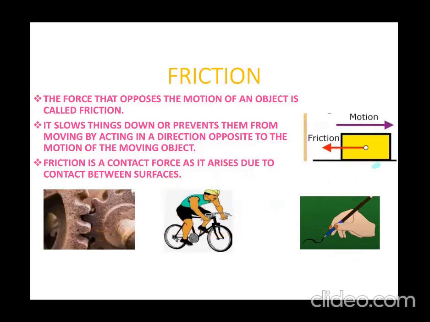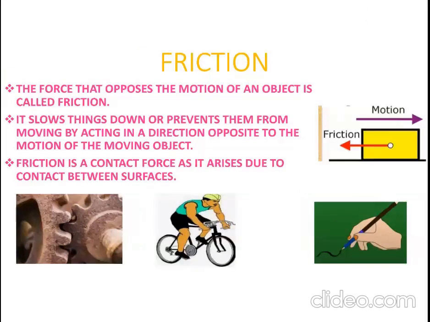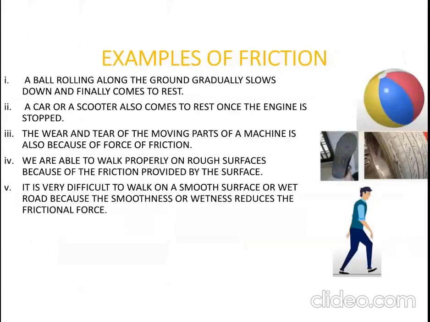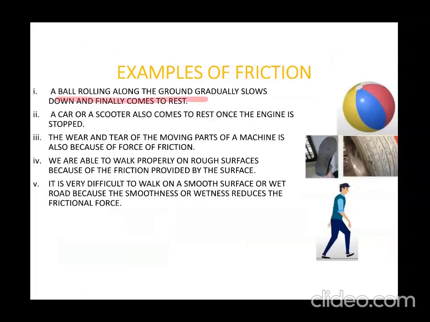So children, frictional force is produced because of the contact between the two surfaces. When the two surfaces are touching each other, right? Here the tire is touching the ground. Here the pen is touching the paper. So because of that, friction is produced, right? And because of this friction only, children, we are able to write on paper. So this is the biggest advantage of friction. Let's see some more examples of friction. A rolling ball along the ground slowly comes to rest.